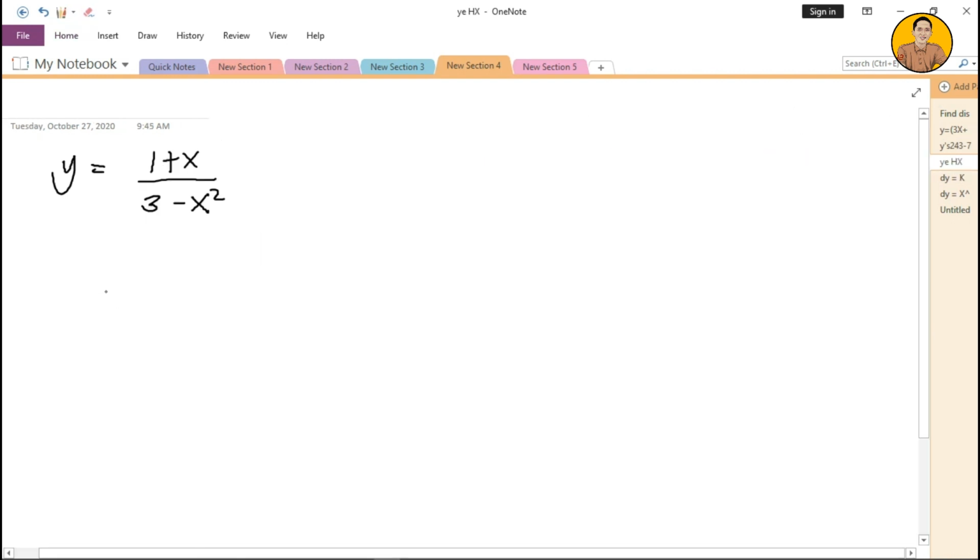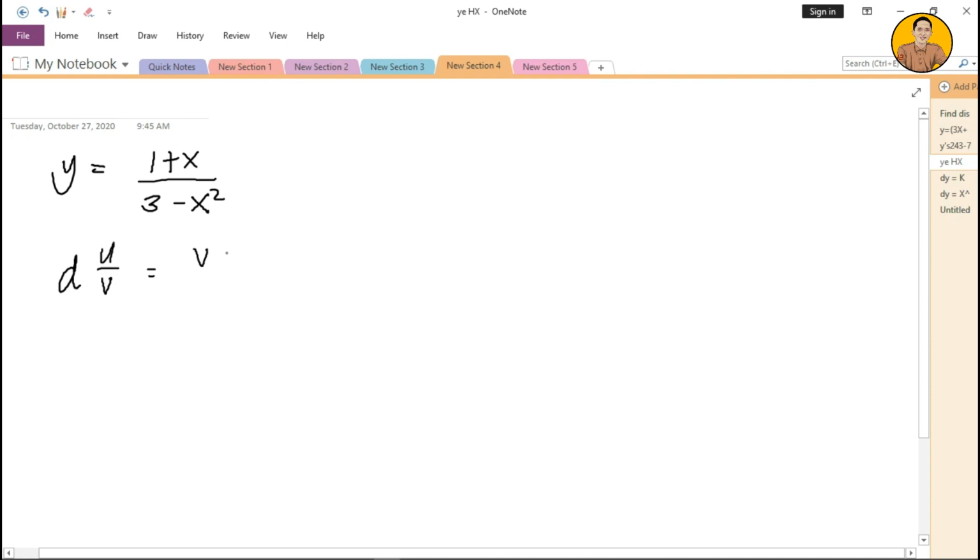Now in this next problem, guys, makita natin this is a fraction. So pag fraction, automatic, guys, ang gagamitin natin is the quotient rule. So quotient rule natin goes like this. So the derivative of u over v. So u and v are separate functions. Sineparate natin siya. And this is equal to, you just copy the denominator v.